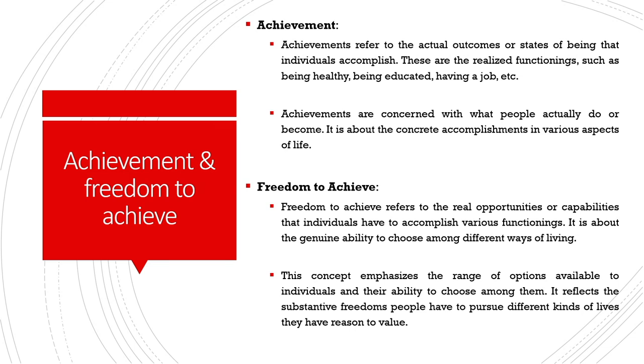So, what do we mean here? Achievements basically refer to the actual outcomes or states of being that individuals accomplish. These are the realized functionings, such as being healthy, being educated, having a job, and so on. Achievements are concerned with what people actually do or become; it is about the concrete accomplishments in various aspects of life. But freedom to achieve refers to the real opportunities or capabilities that individuals have to accomplish those various functionings. It is about the genuine ability to choose among different ways of living. This concept emphasizes the range of options available to individuals and their ability to choose among them, and it reflects the substantive freedoms people have to pursue different kinds of lives that they have reason to value.